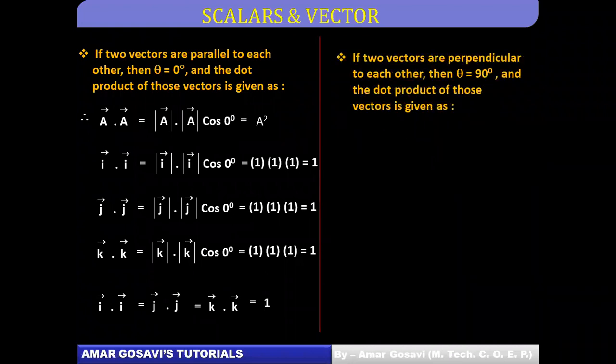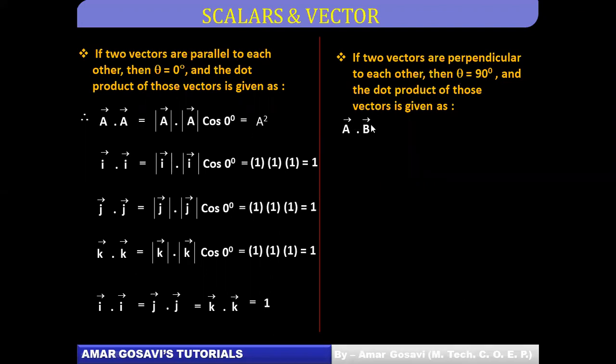Let's say instead of 0, the two vectors are perpendicular. The angle between the two vectors will be 90 degrees in that case. And we all know cos 90 is 0, unlike cos 0, which is 1. So in that case the dot product will be represented as, please concentrate, a very crucial step. A bar dot B bar, obviously here we are talking about two different vectors because the angle between them is 90.